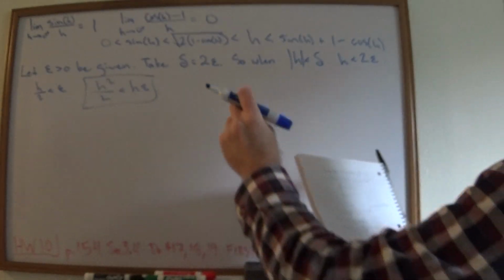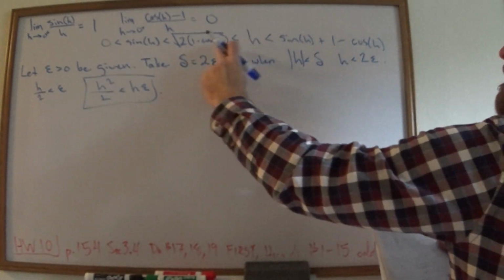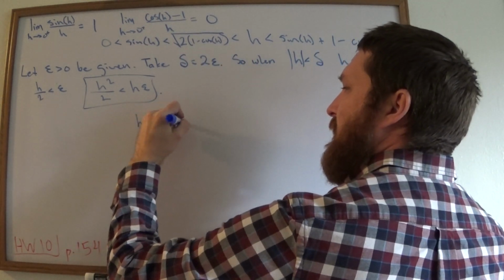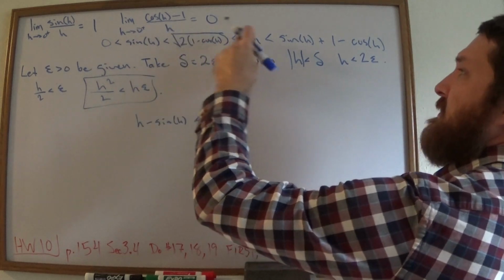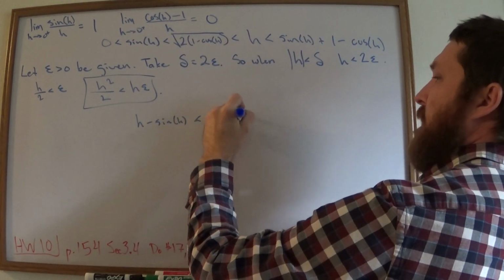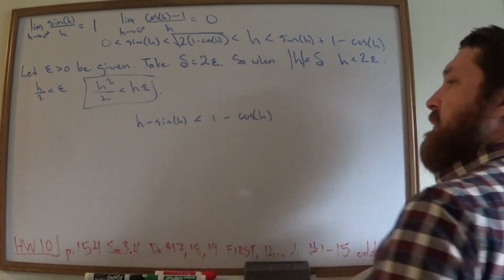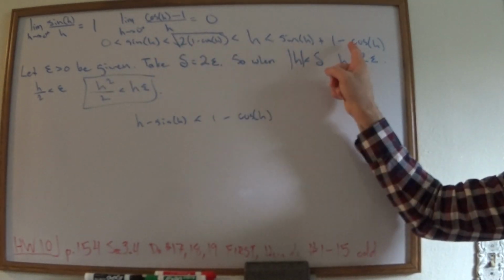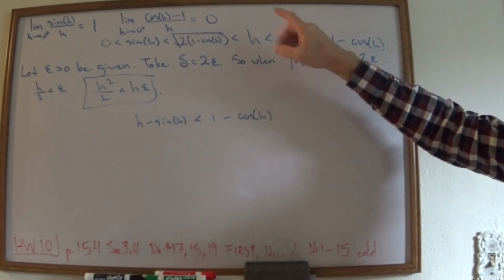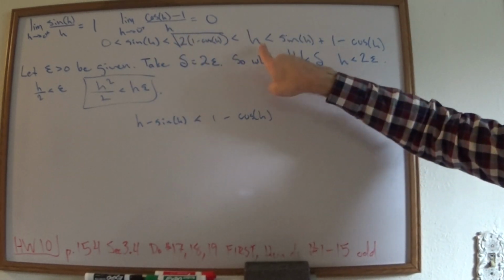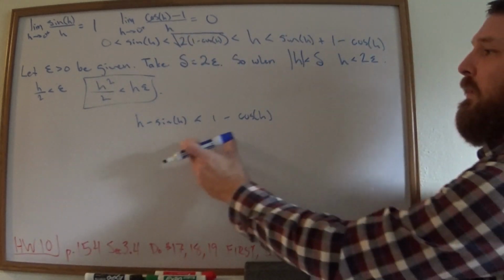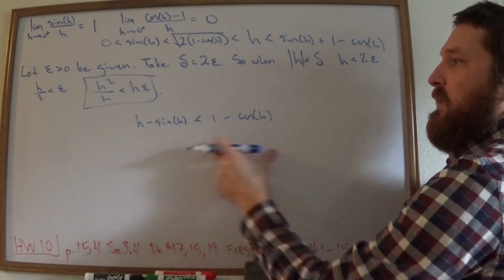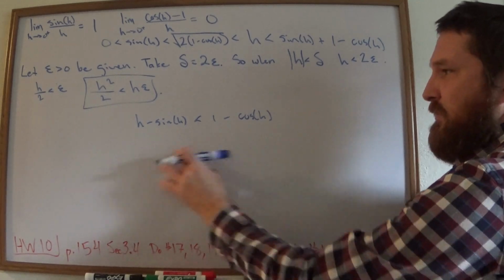Also, we could say, since this is true, then h minus sine h is less than 1 minus cosine h. I just took this thing that we knew was true and subtracted off the sine from both sides. Okay, so that's true.